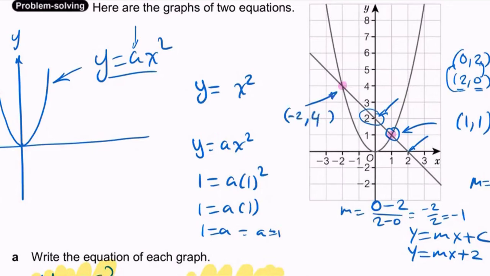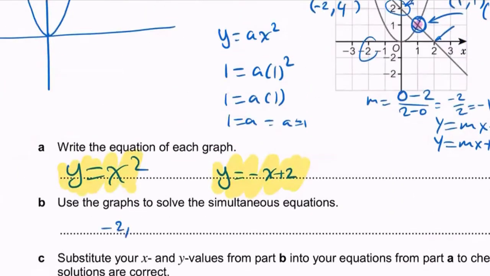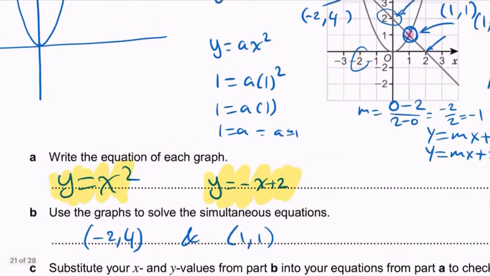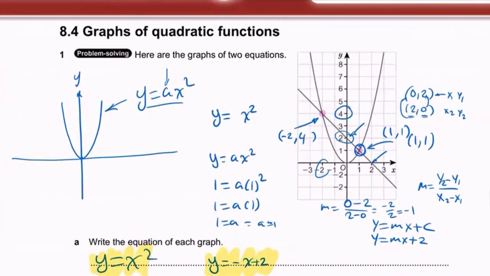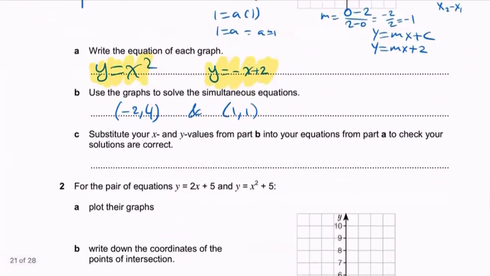Negative 2 and 4. And what is the x, y of that point? 1 and 1. So what are the solutions? Negative 2 and 4, and 1 and 1. Okay, kids? Yes, sir. Okay. Substitute your x, y values from part B into your equations of part A to check your answers.